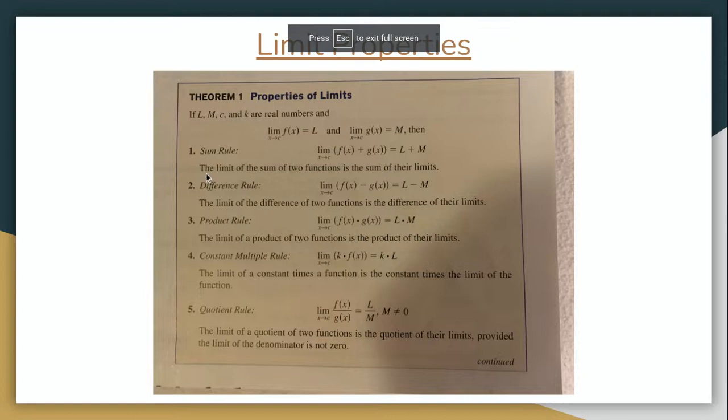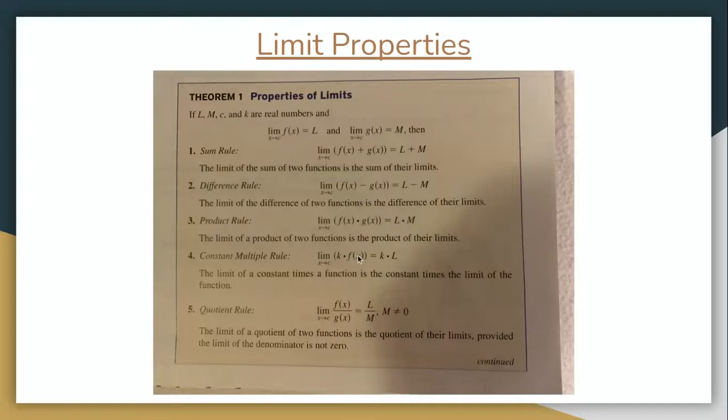You'll notice that we have the sum rule here, which is what I just outlined. The difference rule is the same. You take the limit of f of x, which is L, and subtract the limit of g of x, M. And it's for the same logic, right? If we know that f of x is approaching L and g of x is approaching M, then the limit of their difference is whatever f is approaching minus whatever g is approaching. Same thing here. We multiply them together.